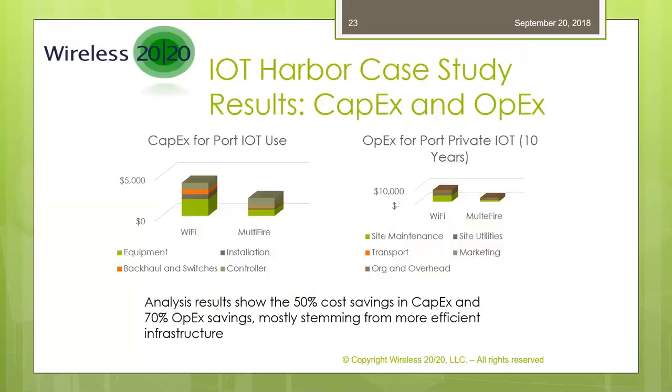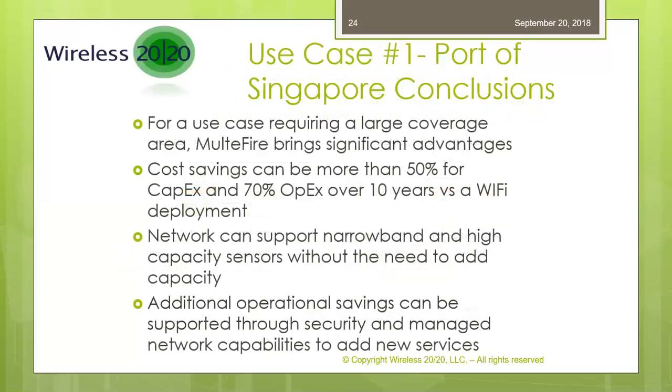Looking at the security aspects that the MulteFire network brings to us from a cost standpoint, there are certainly savings there, but even those savings probably aren't captured here, because they are perhaps a little less tangible. So all very interesting. This is a very large IoT deployment. Other large industrial IoT networks would probably be fairly similar. But for a use case requiring a large coverage area, MulteFire brings significant advantages.